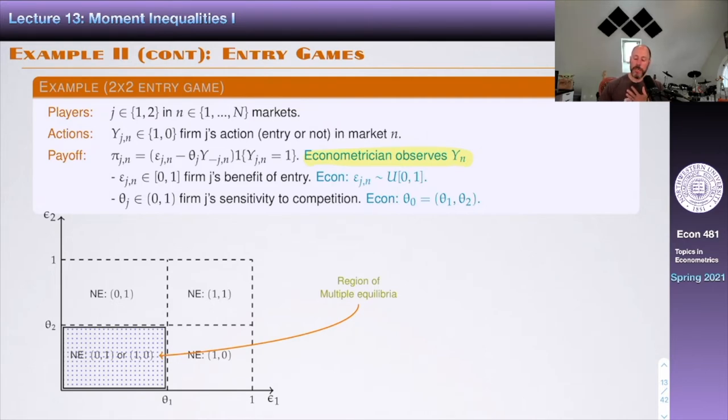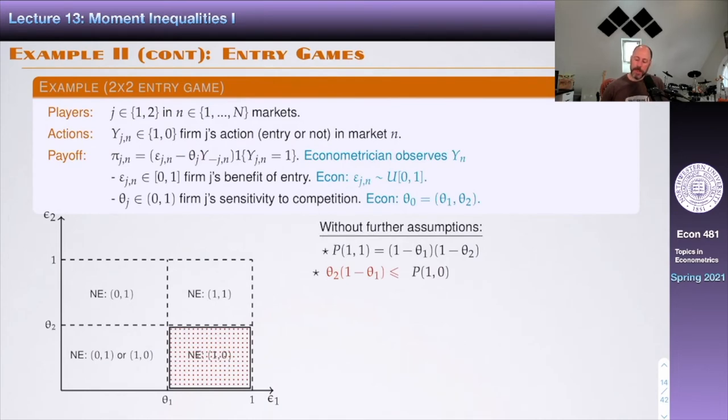Then, typically, we will need to make an assumption on these epsilons. In most papers, these epsilons are normal or whatever. Again, for the sake of this example, to make it simple, I'm going to assume they are uniform (0, 1). And then, what are the parameters we care about? Well, what I'm calling here theta naught, which is the firm 1 sensitivity to the entry decision of firm 2, and the other one. And so now the goal is to use or manipulate this picture over here to obtain moment inequalities. Let's do that.